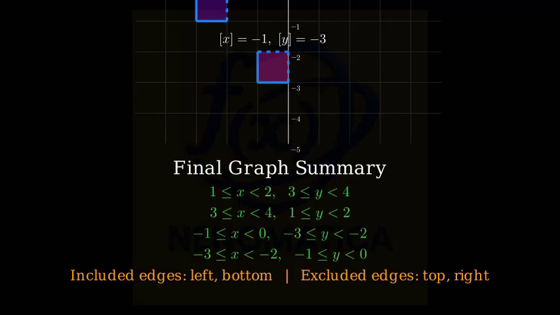The left and bottom edges are included, the top and right edges are excluded. That completes the graph of the bracket relation.